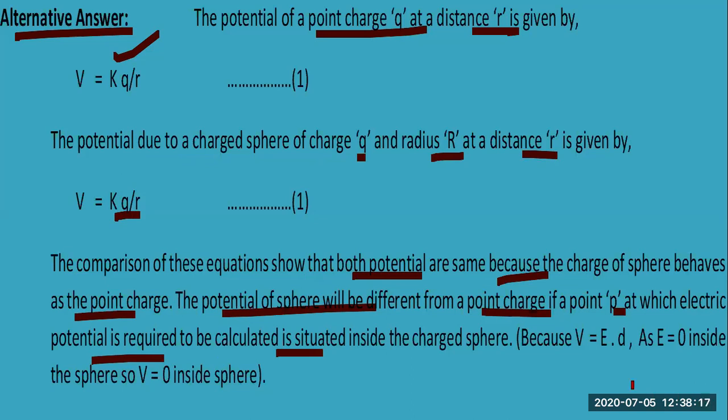If the point P at which the electric potential is required is situated outside the sphere, the potential is V = Ed. Inside the sphere, E is 0, so the potential V inside is also 0. This is the reason that whenever you calculate potential, you use the distance from the charged particle. If you are away from the charge, the potential will be different. By looking at the formula, it will be easier for you to find the answer.